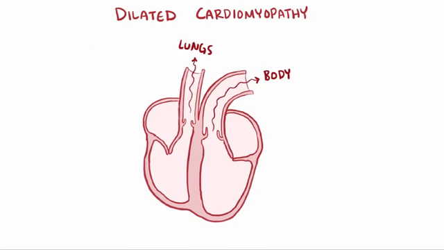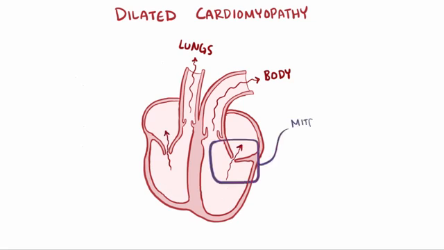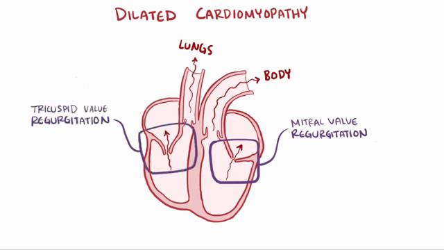Also, when the chambers get larger, they tend to stretch out the valves that separate the atria and the ventricles. When stretched, the valves can't close all the way, so they start to regurgitate blood back into the atria, called mitral valve regurgitation on the left side, and tricuspid valve regurgitation on the right. The former of which might be heard on auscultation as a holosystolic murmur, meaning that it happens throughout systole.